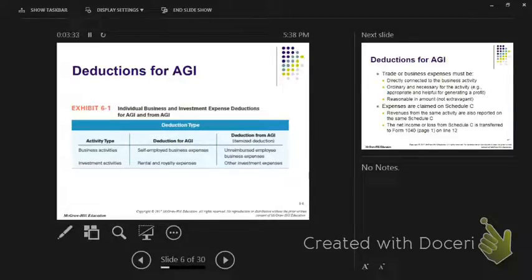All right, so there's our 2 different business activities. If we're a business, we're self-employed, and then we get to deduct it for AGI. If we are doing it for a business in which we work, now the difference here usually is, for example, the college. I work for the college. If the college does not reimburse me for mileage, then that mileage is going to be a deduction from AGI under unreimbursed employee business expenses, because I'm an employee of the college.